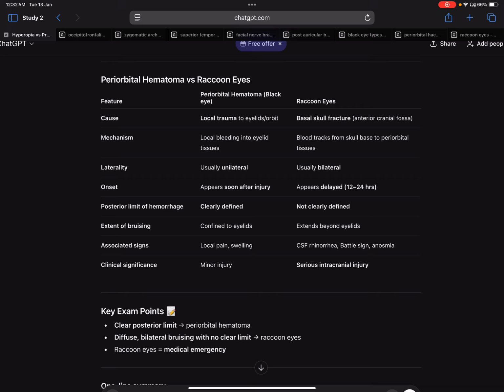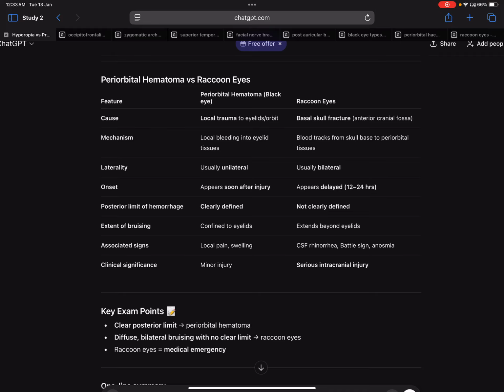But for raccoon eyes, which appear in both eyes, the cause is basal skull fracture, especially in the anterior cranial fossa, and then the blood tracks from the skull base to the periorbital tissue. That's the mechanism. And there's no bony origin of the frontalis, which is the reason it is able to flow to the base of the nose as well as the eyelids. It is usually bilateral. It appears after 12 to 24 hours.